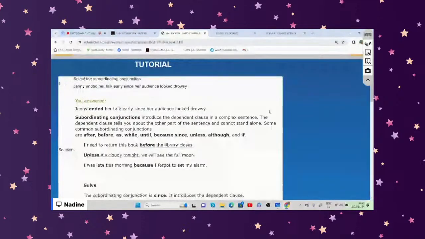So we need to select the subordinating conjunction, right? Because we said that a subordinating conjunction joins the independent clause with the subordinate or dependent clause, right? And also not forgetting that the most common subordinating conjunctions are after, before, as, while, until, because, since, unless, although, and if.